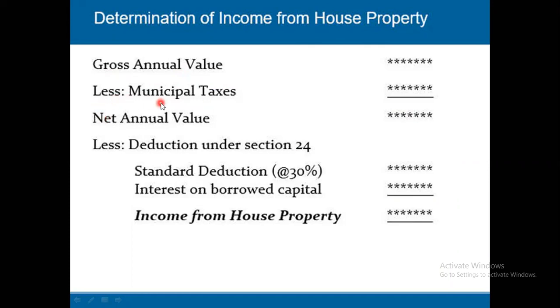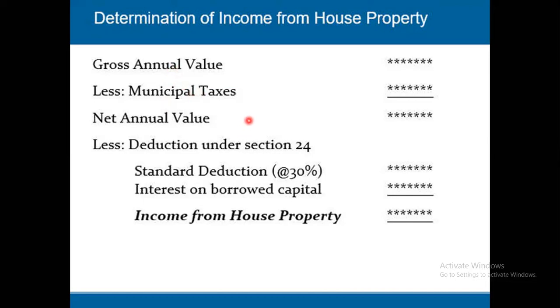Municipal taxes refers to taxes levied by the local authority on the property. It is levied in various names like water cess, sweeper cess, sewage maintenance cess, etc. Municipal tax is levied as a percentage of the municipal rental value of the property. Municipal taxes can be deducted from the gross annual value when the following conditions are fulfilled.